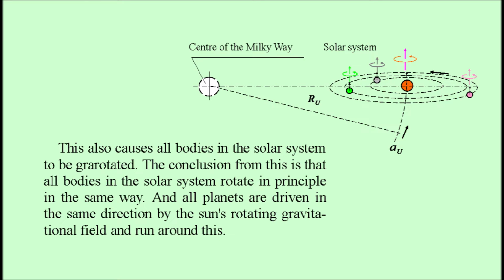This also causes all bodies in the solar system to be grarotated. The conclusion from this is that all bodies in the solar system rotate in principle in the same way. And all planets are driven in the same direction by the Sun's rotating gravitational field and run around this.